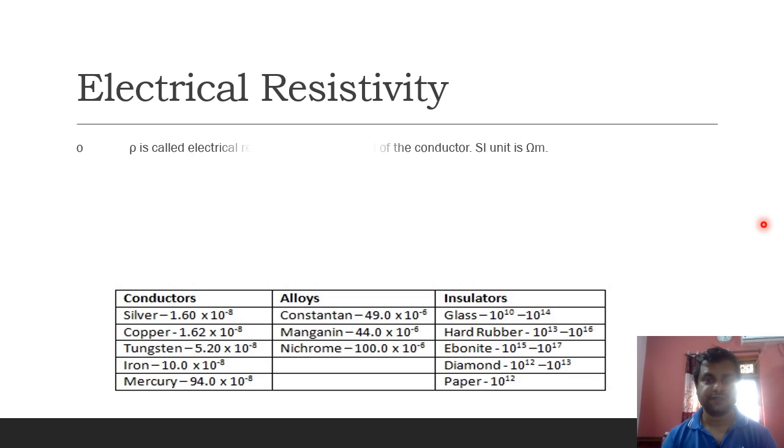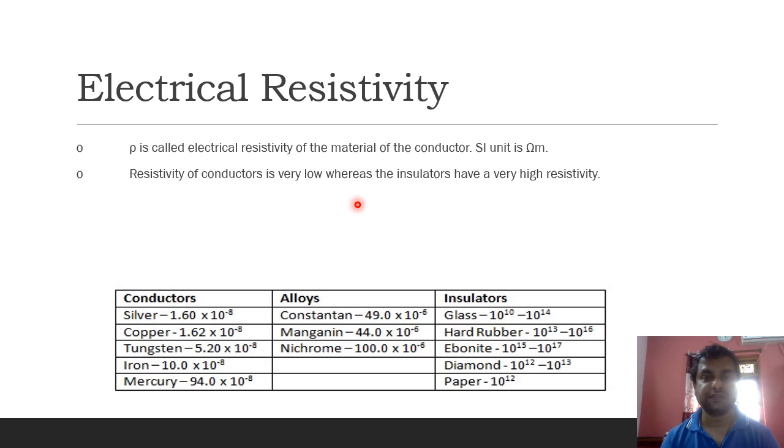Electrical resistivity. So rho is called the electrical resistivity, which we also know as the proportionality constant. It is the electrical resistivity of the material of the conductor, so what that conductor is made up of. SI unit is ohm meter. The SI unit of resistance is ohm, but the SI unit of electrical resistivity is ohm meter. SI means standard international.